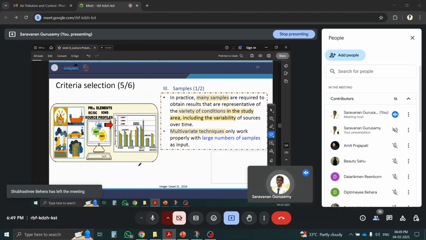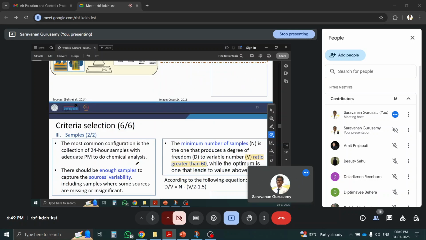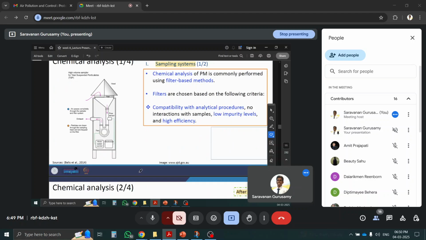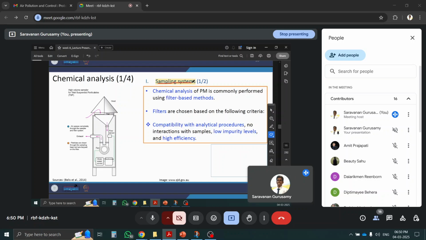So the samples, how many samples, that is based on the variety of conditions, like how big the area is, how many seasons you are going to address, and the multivariate technique you are using to find the results. Based on that, you can fix the number of samples. Okay. So the number of samples may vary with the time also required, 24-hour samples or 8-hour samples for ozone, 24-hour samples for particulate matter, and then the V ratio, that is the variable number ratio, and degrees of freedom need to be considered to find how many samples. Okay. So here you can see the sampling system and the analysis.